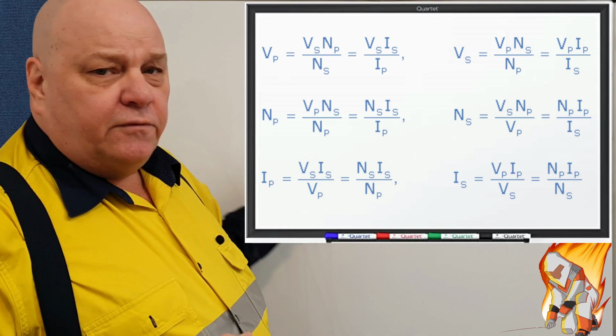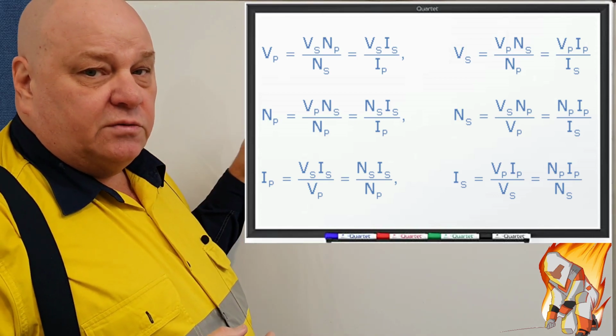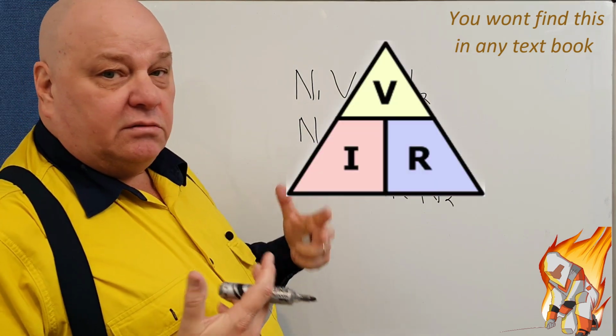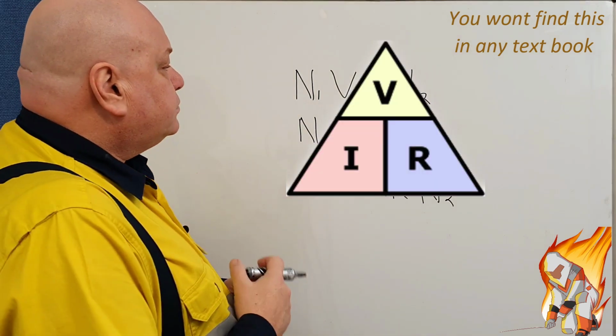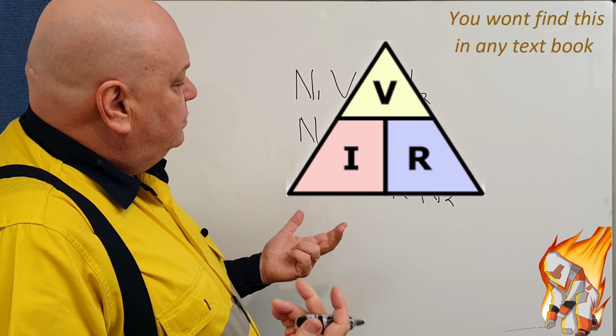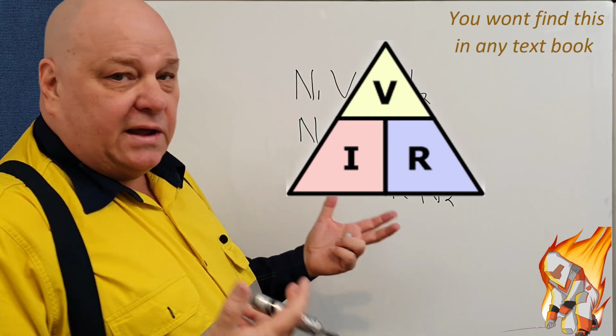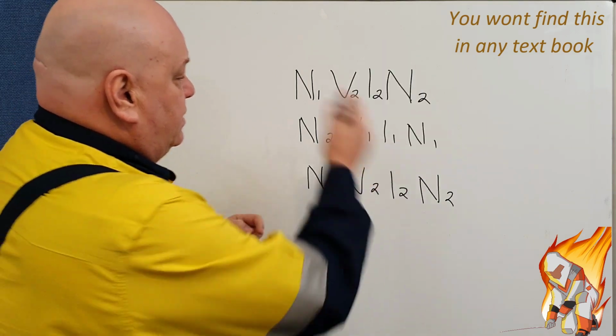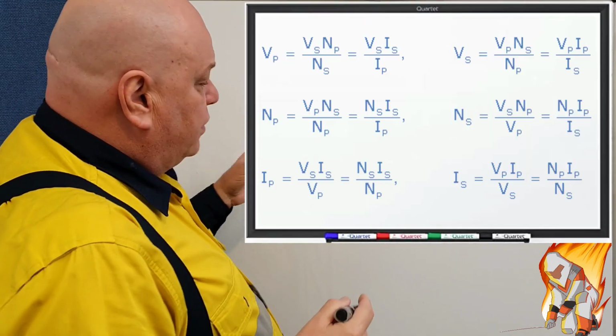All of your formulas for your transformer ratios are here. So it's just like Ohm's law. What I mean by Ohm's law is the triangles. So in here, you've got all your formulas.